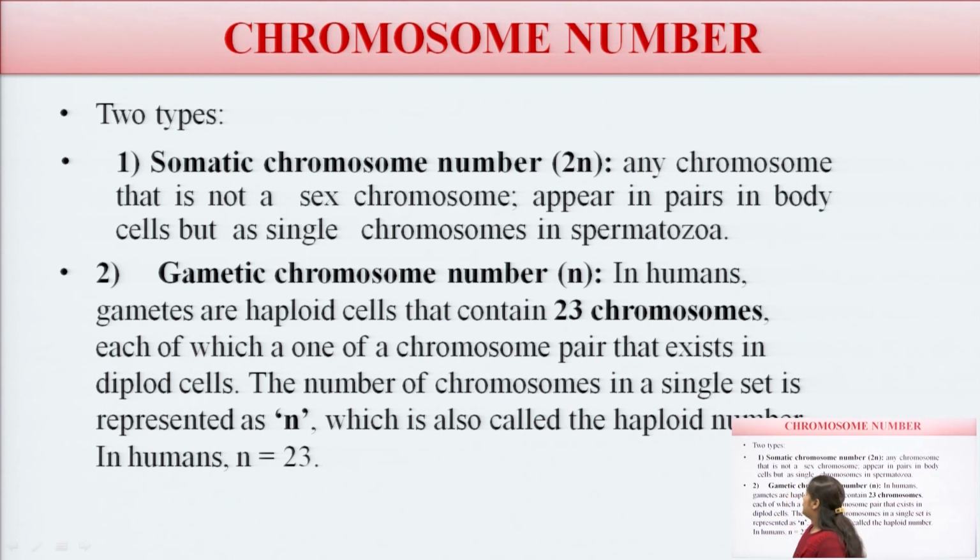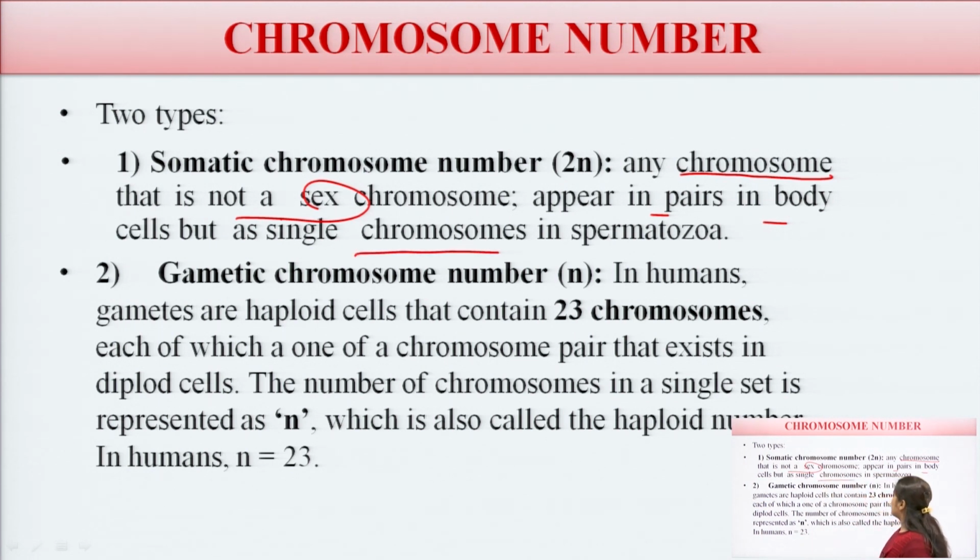So, what are somatic chromosomes? Any chromosome that is not a sex chromosome and which appears in a pair in the body, but as a single chromosome in the spermatozoa. Next is the gametic chromosome number, that is n, it is haploid.